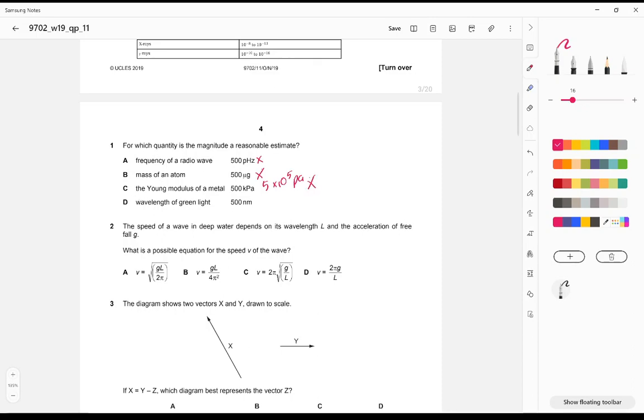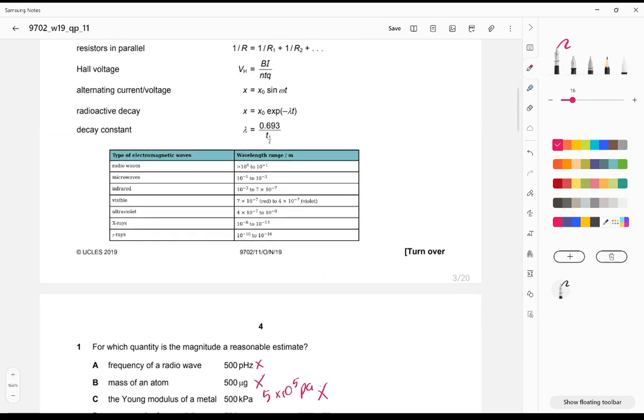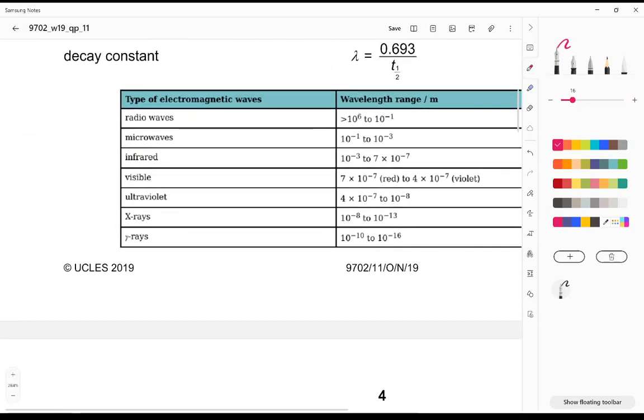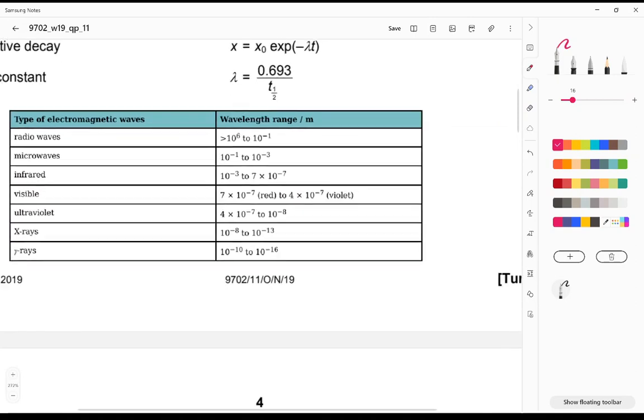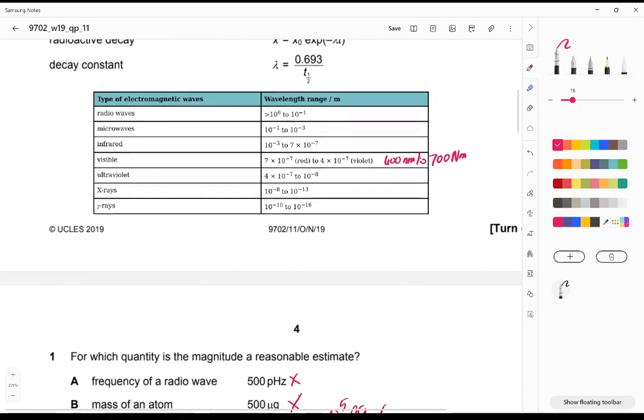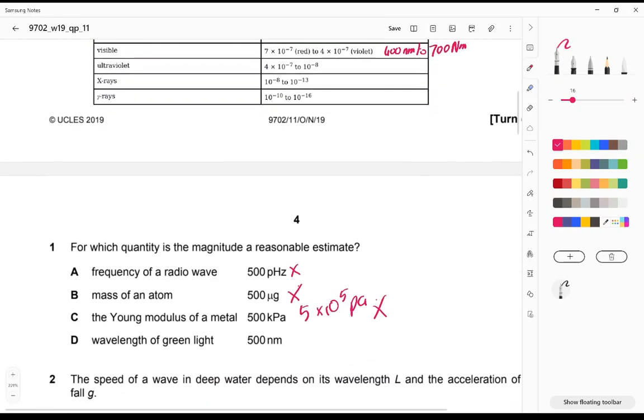But let's look at this, the wavelength of green light. As I said earlier, this is a table that needs to be memorized. This is the table that I'm going to be using. You can look at the visible region. You can just read it like this: this is actually 400 nanometers to 700 nanometers. So this is the range of the visible region.